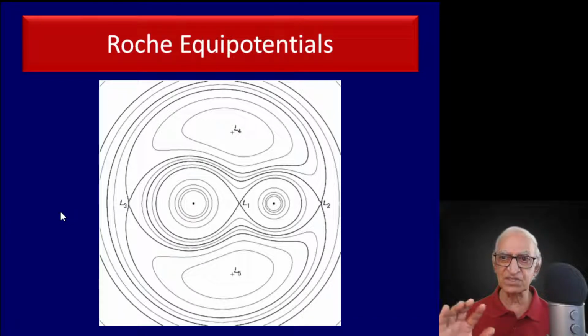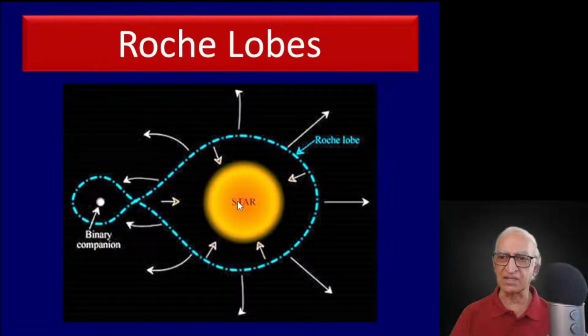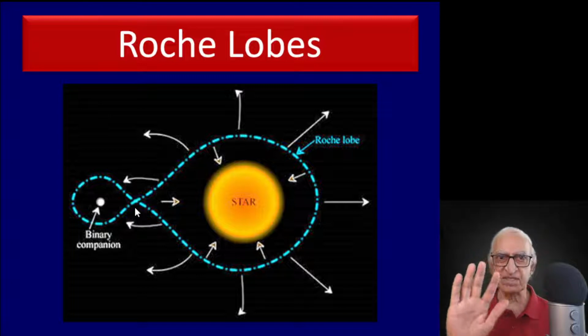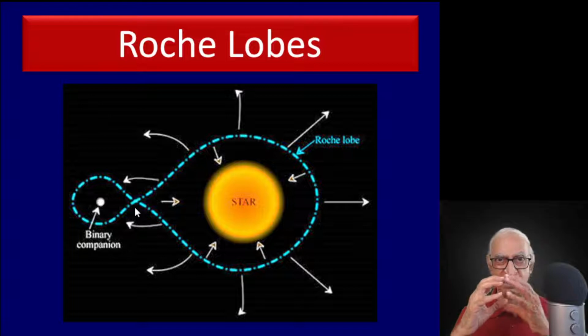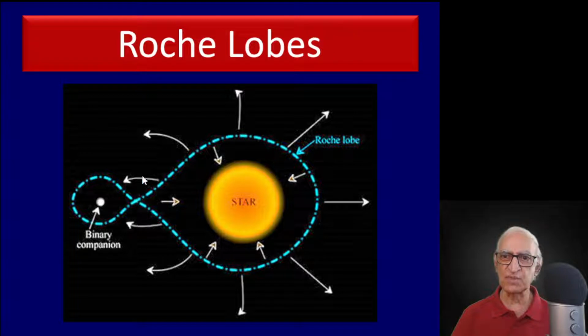Now we won't discuss this in great detail any further, but we shall concentrate on this particular equipotential which touches at the first Lagrangian point L1, and that is known as the Roche lobe. In other words, this equipotential, please remember, is the projection of the equipotential in a particular plane. It's actually a three-dimensional surface. This is also a three-dimensional surface. These two have been given the name Roche lobe. This is the Roche lobe around the binary companion. This is the Roche lobe around the primary star.